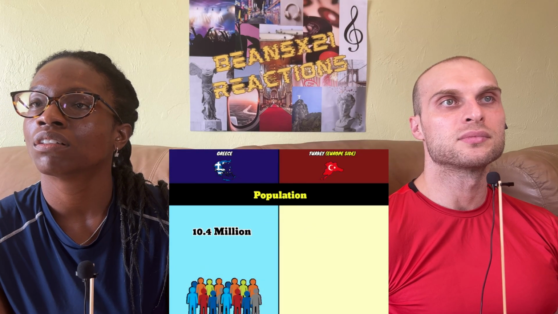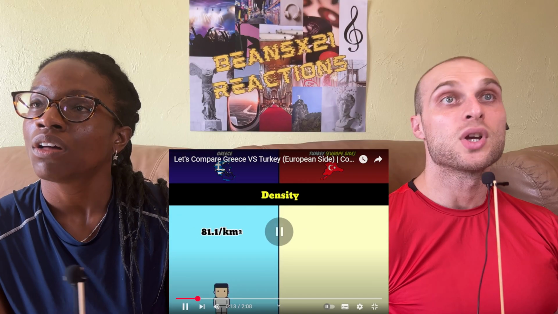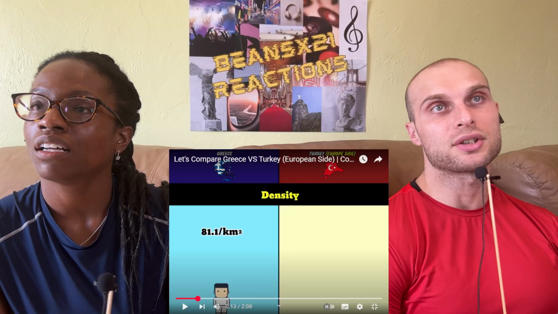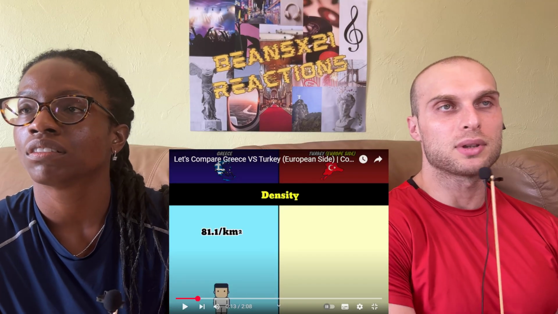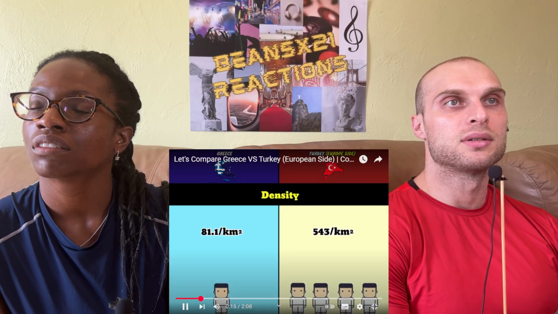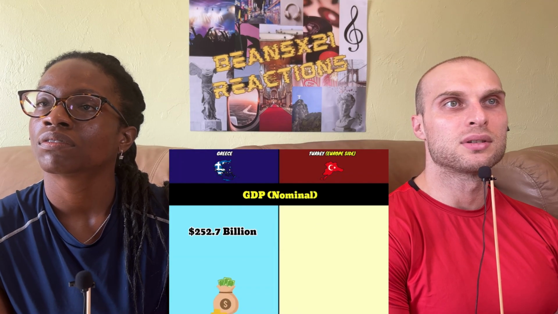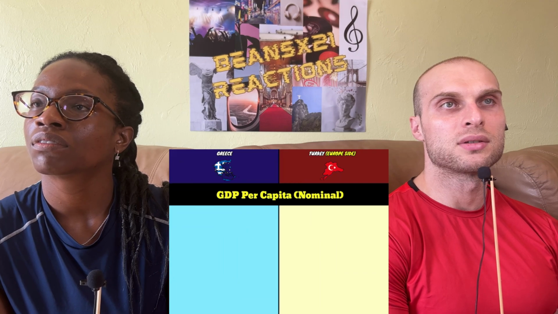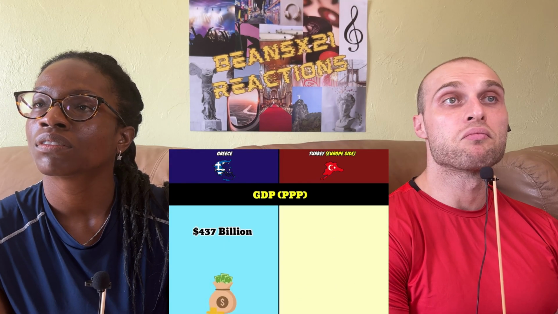Population: 10.4 million, 12.9 million. Density: 81. Wow, so very dense in population in Turkey, that's a lot of people in Europe. 1.1 people per square kilometer, 543 people per square kilometer. Wow. GDP nominal: $252.7 billion, $363 billion. GDP per capita nominal: $24,342, $28,139. GDP for PPP: $437 billion, $933 billion.